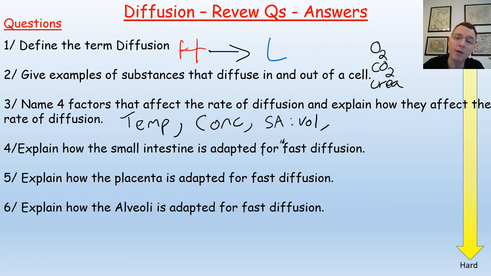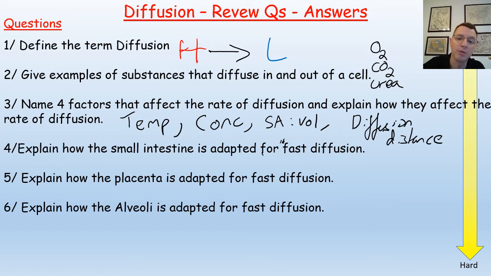And then our final one was the diffusion distance. And as the distance increases, the rate of diffusion decreases. We really want to have a short diffusion distance to have fast rate of diffusion. Question 4. Explain how the small intestine is adapted for fast diffusion.